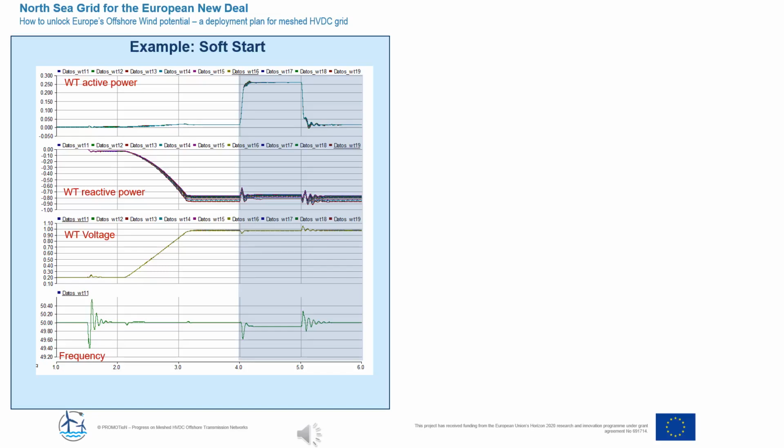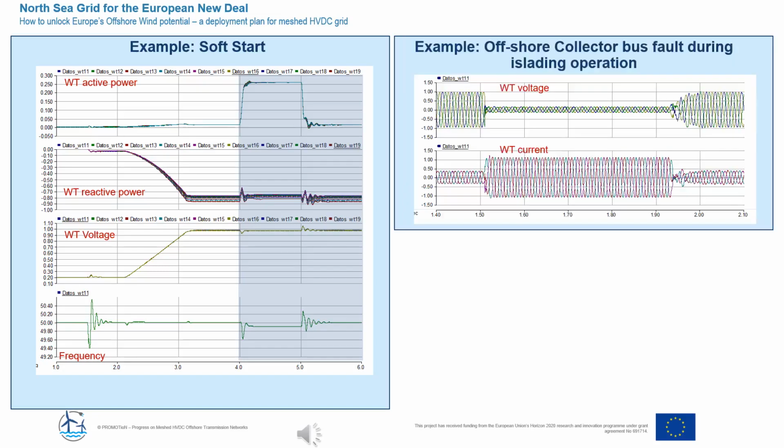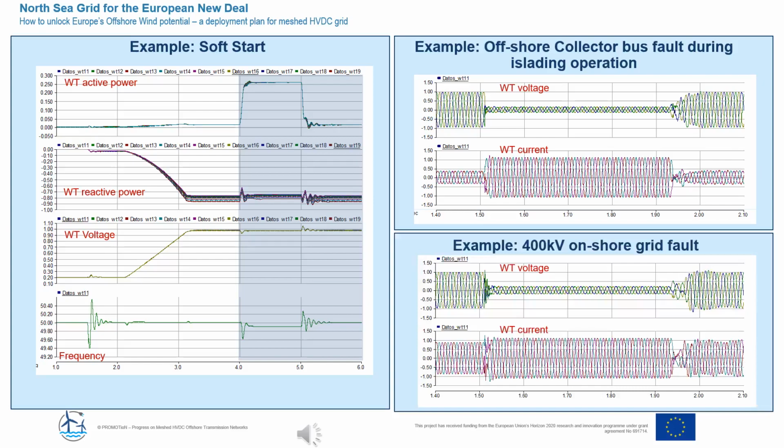Furthermore, we have an example of faults. We have faults during islanding operation in the offshore collector bus, and we have a fault on the 400 kV onshore grid once the whole system is energized. You can see that in both cases the wind turbines react properly, and they are able to recover the system in less than 50 milliseconds after the fault has been cleared.